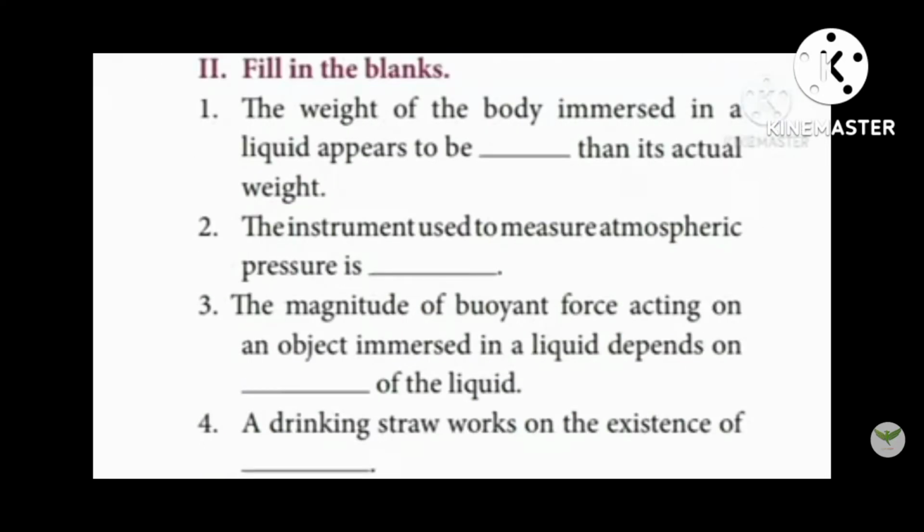Next, fill in the blanks. First question, the weight of the body immersed in a liquid appears to be dash than its actual weight. The correct answer is less. Second question, the instrument used to measure atmospheric pressure is dash. Answer, barometer. Third one, the magnitude of buoyant force acting on an object immersed in the liquid depends on dash of the liquid. The answer is density. Fourth question, a drinking straw works on the existence of dash.